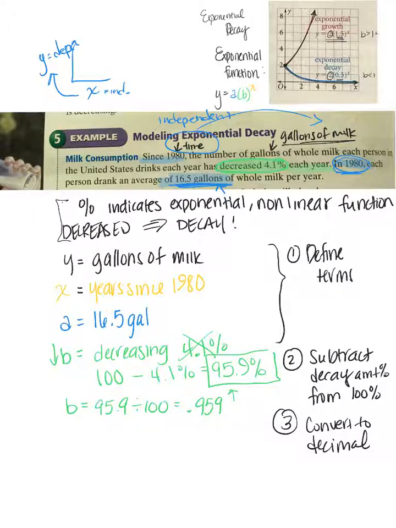So let's write this out. Y, or gallons of milk, equals 16.5 times my 0.959 to the x value, where x equals the number of years since 1980. So now you've done the first step. Let's look at how much milk this predicts Americans drink now.